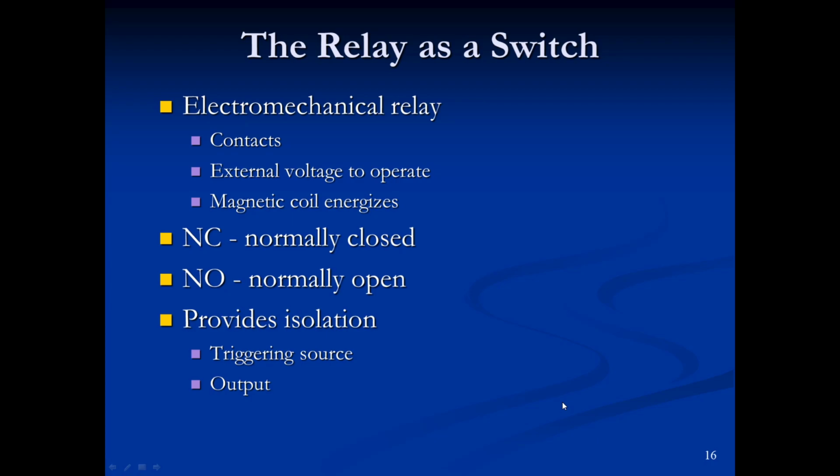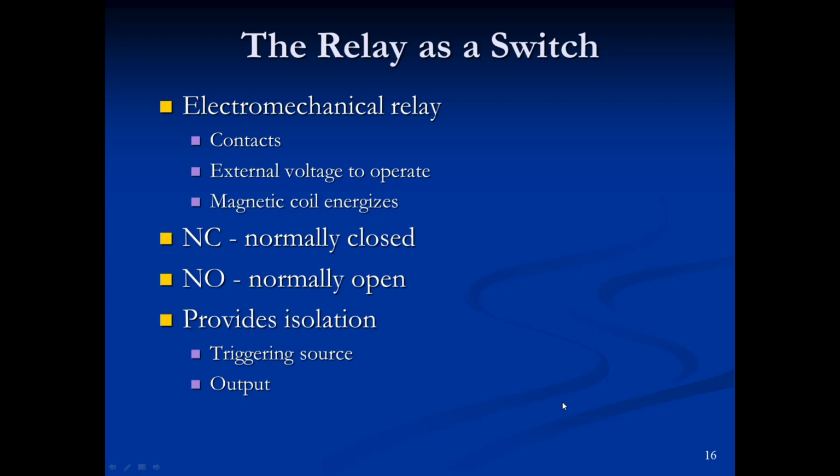So one type of switching device we can use is an electromechanical relay. This kind of device has physical contacts that physically make contact or disconnect. So there's physical metal contacts that are doing the switching, and specifically, it uses magnetic energy from a coil, and we energize that coil with some sort of external voltage to operate the switch and flip it on and off.